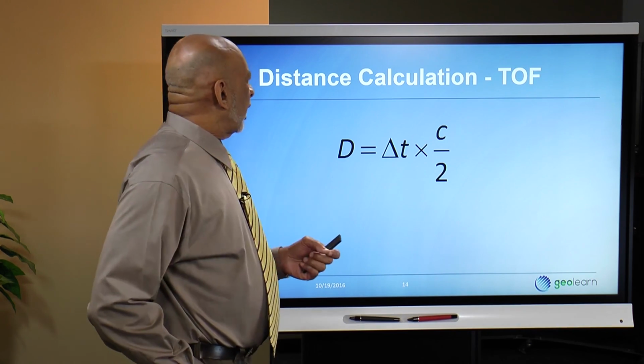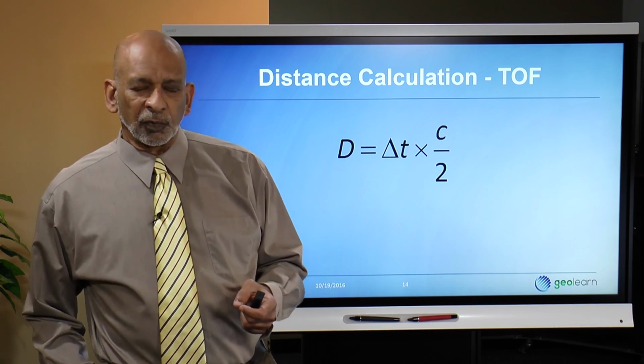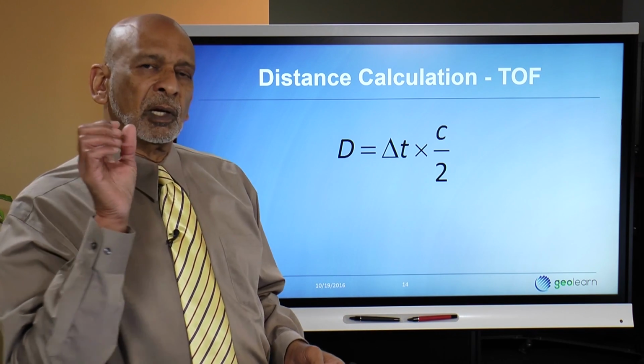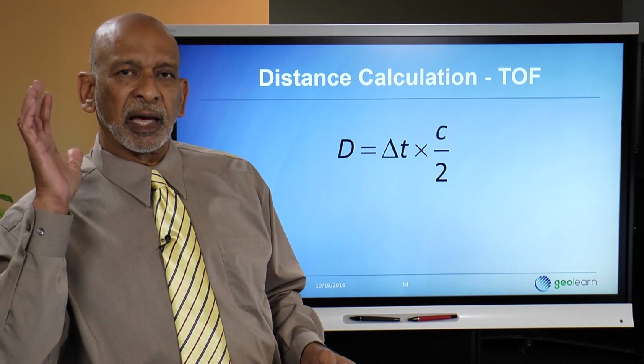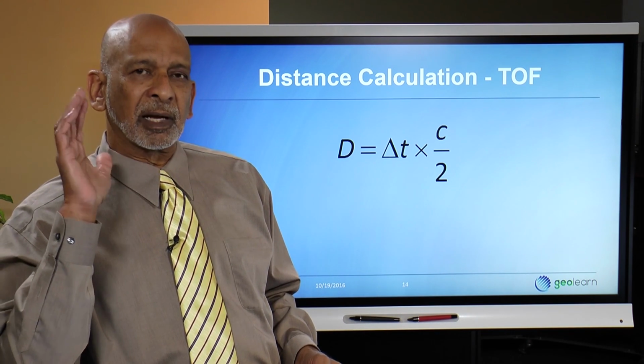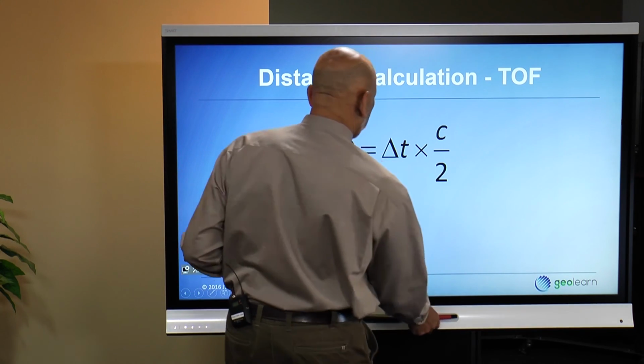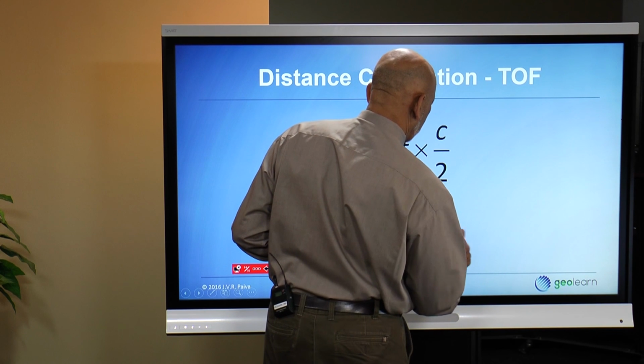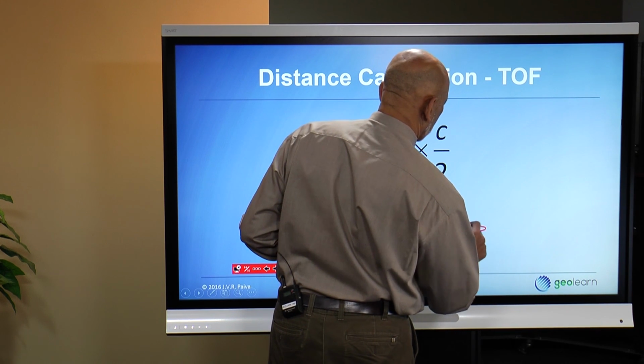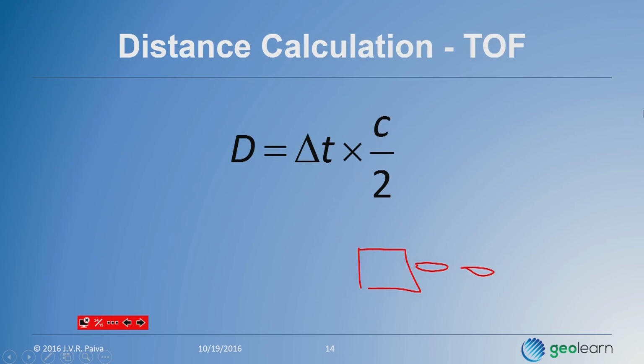In the time of flight instrumentation, what we do is we send a pulse out, it hits the reflector, it comes back, and we're measuring time very accurately. This is not as easy as it sounds, because when we have an EDM and it sends out a pulse, we don't know the exact shape of the pulse.